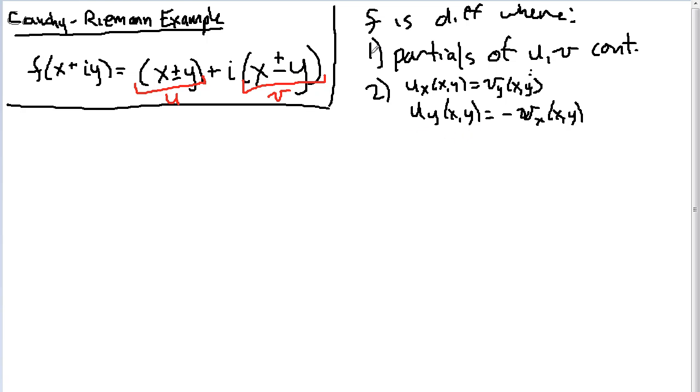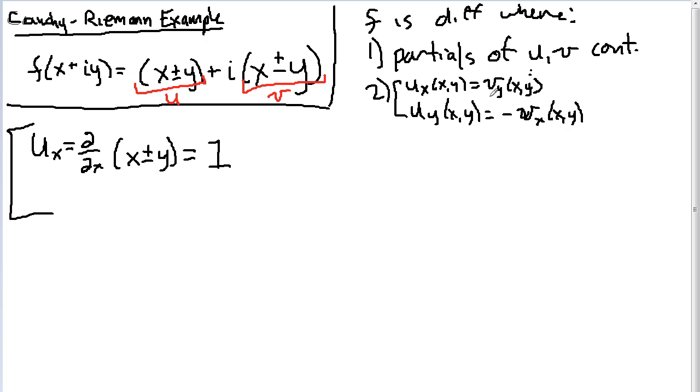So we're going to briefly see that in all these functions, the partials are going to be continuous, but these equations don't always hold. So let's just figure out these equations. Ux is always going to be equal to the partial with respect to x. I'm going to do all four functions at once. This is always going to equal 1. Ux is paired with vy, so I should also figure out what vy is right now. That's the partial with respect to y of x plus or minus y, which equals plus or minus 1.